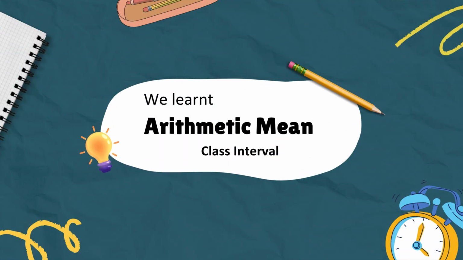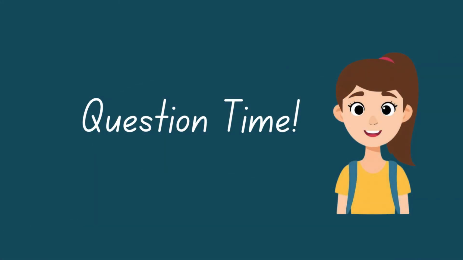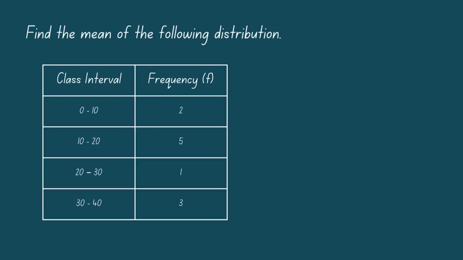In the previous video, we learned how to organize data into class intervals. Now, the next question is how to calculate mean when data is grouped into class intervals. And in this video, we are going to find out exactly how to do that. We have a question here. And the question says, find the mean of the following distribution.